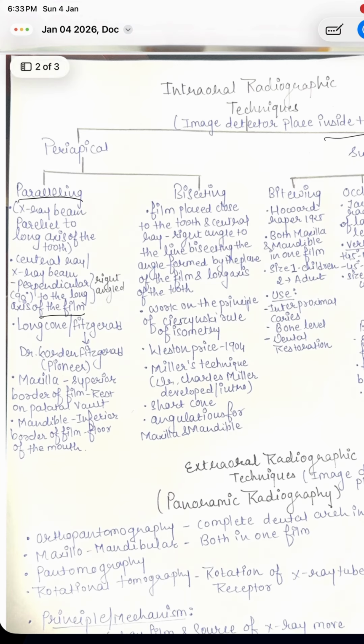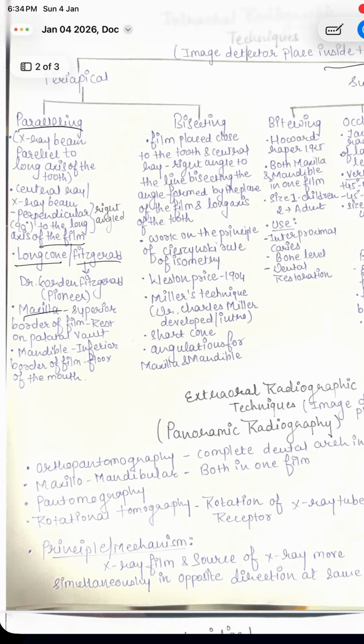axis of the film. It is also known as the long cone technique because a long cone is used, and Fitzgerald technique because Dr. Gordon Fitzgerald was the pioneer of this technique. In maxilla, the superior border of the film should rest on the palatal vault, and in mandible, the inferior border of the film should rest on the floor of the mouth.